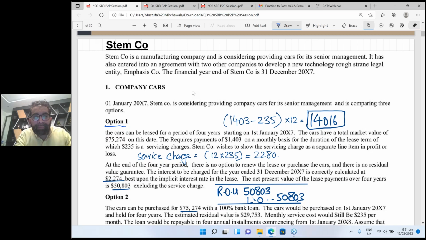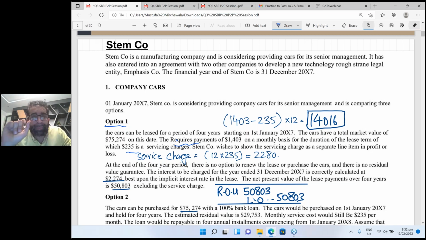The required payments of 1403 on a monthly basis for the duration of the lease term, of which 235 is the servicing charges. So servicing charges is a normal expense, and it will go direct in the P&L. If you are paying servicing charges to anybody, it's a normal expense, and it goes directly in the P&L as an expense.